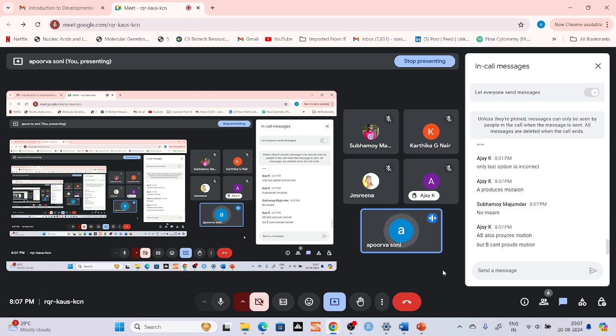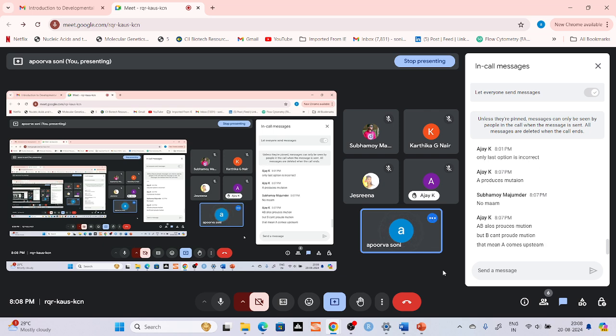Okay. So now, Ajay has written A produces mutation, AB also produces mutation, but B cannot produce mutation. I hope that means A comes upstream. I think Ajay has read the class, because sir has also explained in a similar manner. I hope I have read it correctly because you have written many spelling errors, but I think this is what you meant. So what Ajay is saying is that A produces a mutation and AB alone can produce a mutation, but B cannot produce the mutation. That means A comes upstream.